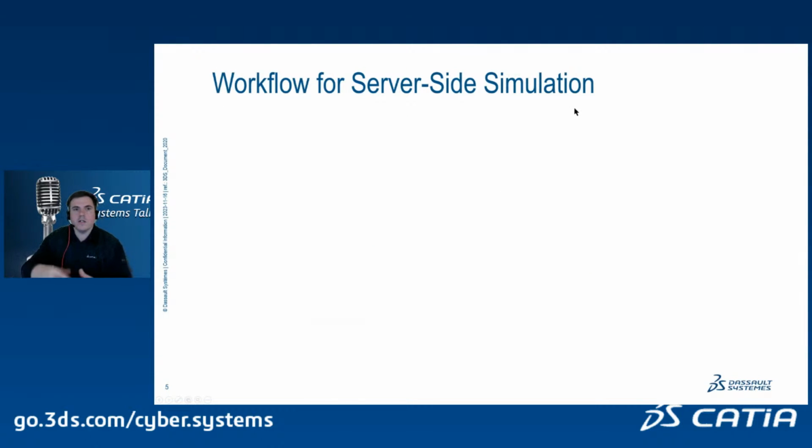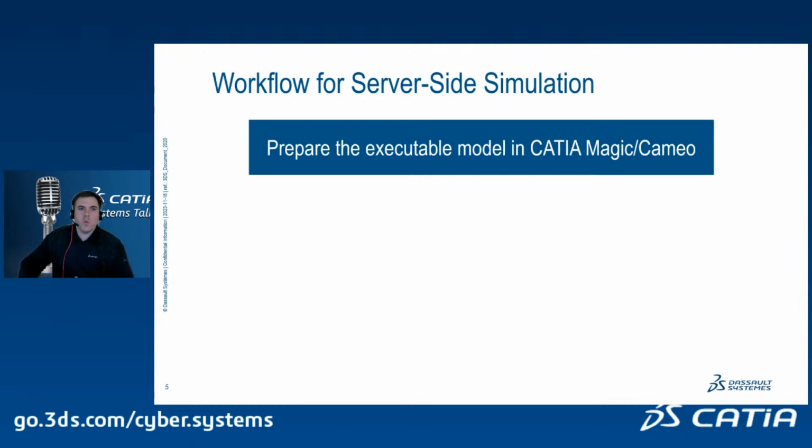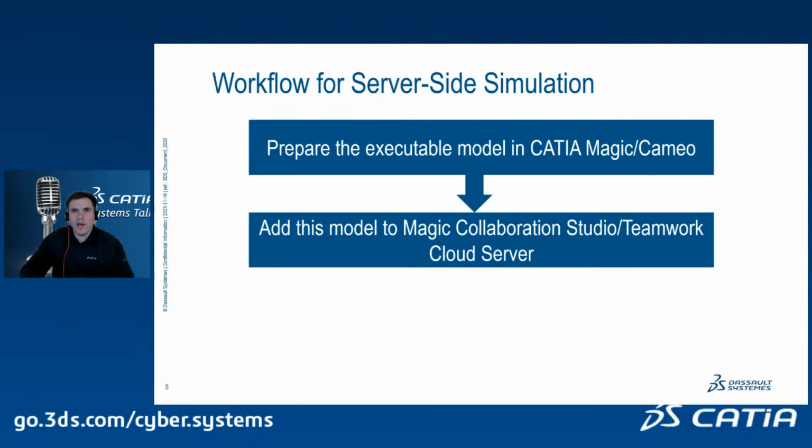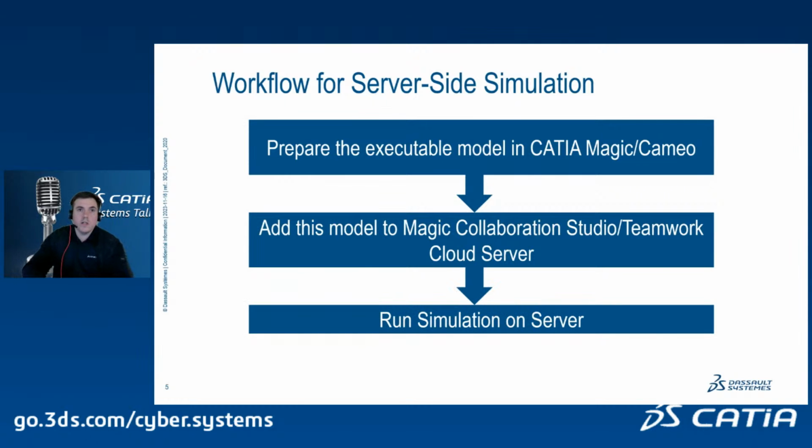Now let's go and talk about the workflow of server-side simulation. And believe my words, the workflow is very simple. First of all, you will need to prepare an executable model in CATIA Magic or Cameo tools. After that, you will need to add this model into CATIA Magic Collaboration Studio or Team or Cloud Server. And finally, you will need to run the simulation on the server.